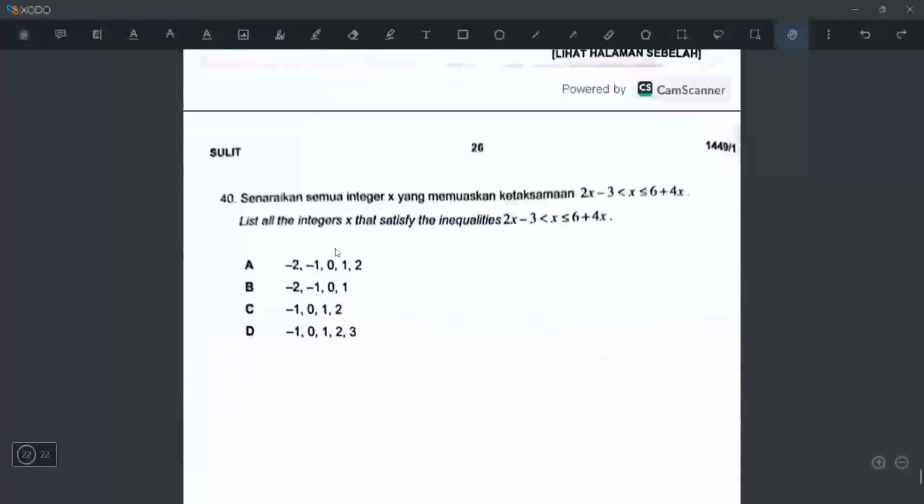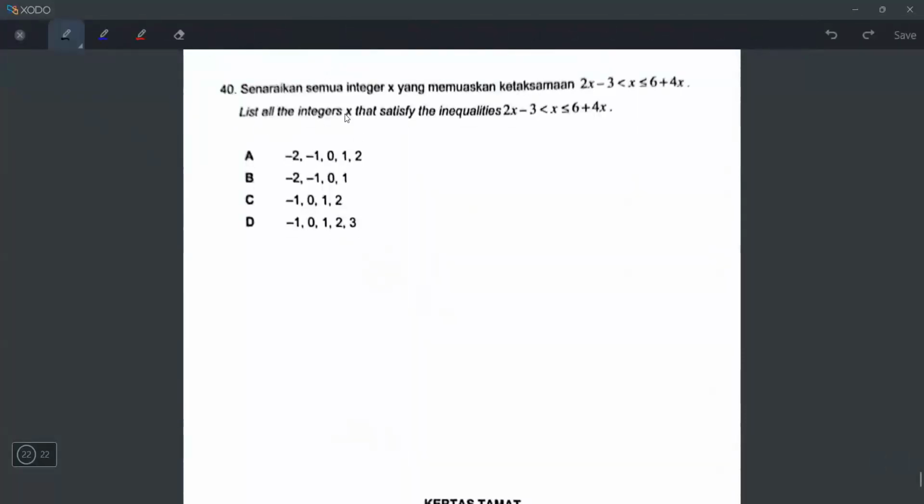Okay, last question. Let's finish it. 44. List all the integers x that satisfy the inequalities. So we have this. Okay, this is under Form 4 Chapter 6. Okay, linear inequalities. Okay, what I will do is I will split this into 2 parts. First part is 2x minus 3 smaller than x.